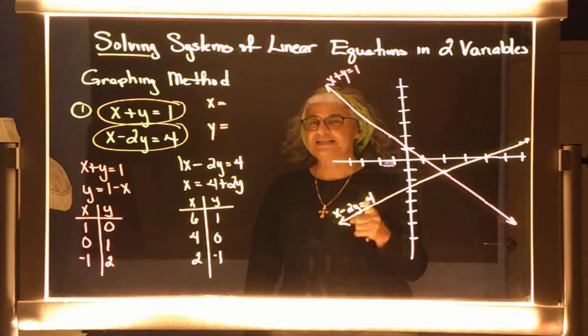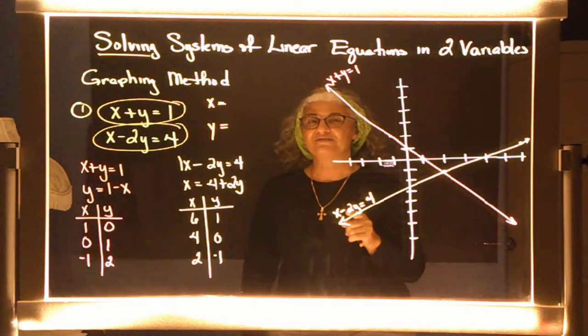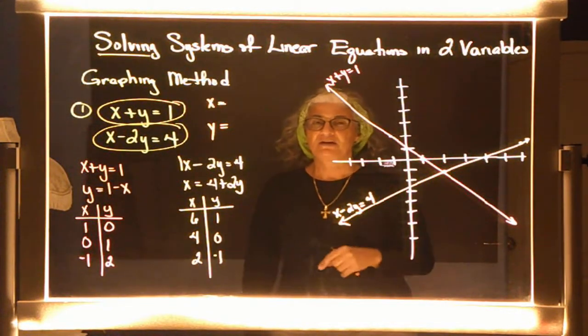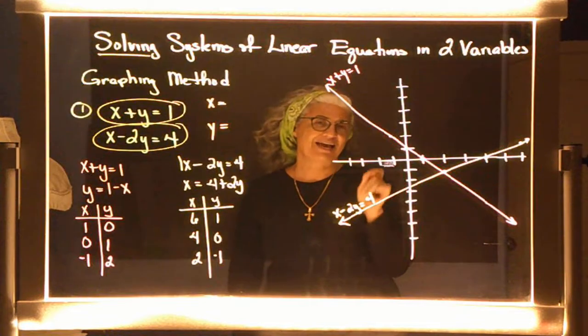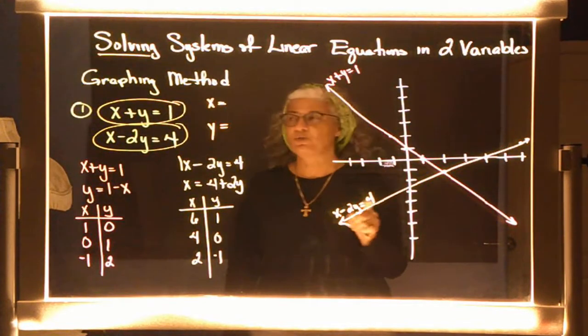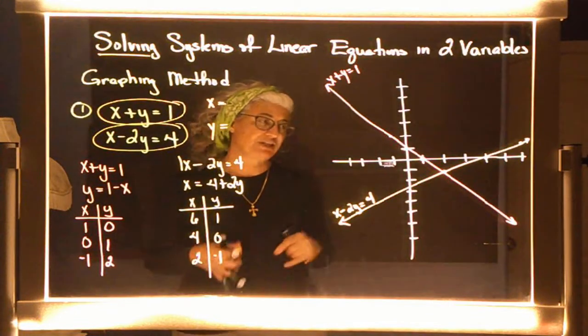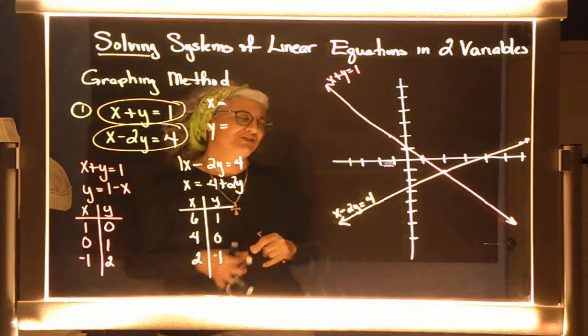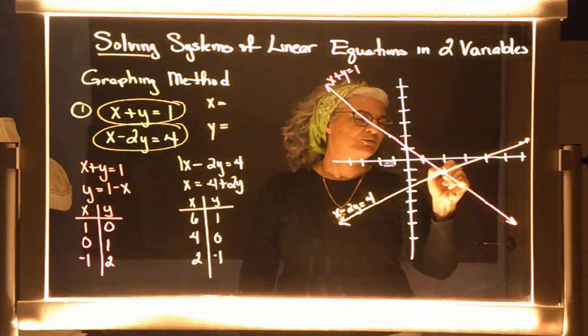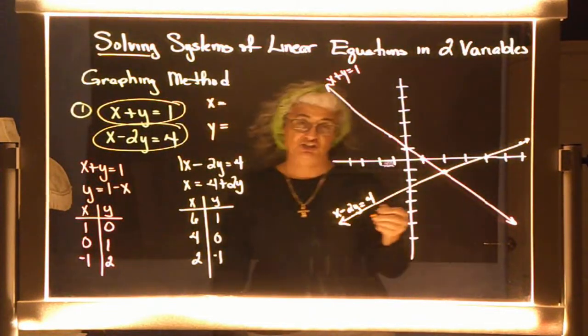I'm trying to find an x and a y that they have in common, because the x and the y they have in common is the one that will work in both equations. Any ideas by looking at this? Good. Some of you are like, yeah, but okay, so what about where they intersect? Well, let's check it out.